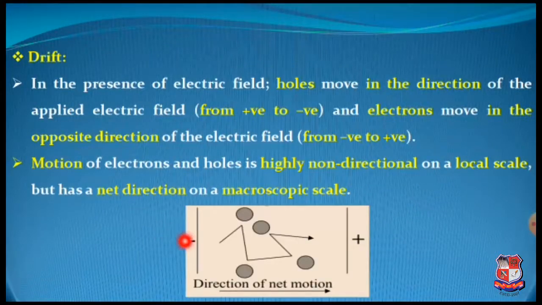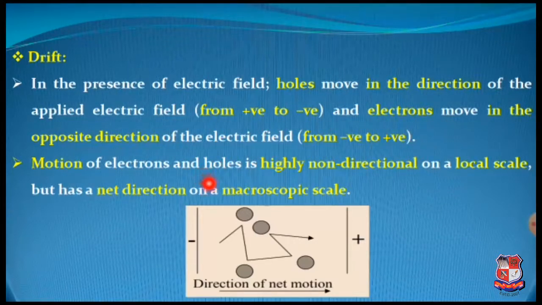As you can see, this is the direction of your electric field, from negative to positive, and this zigzag motion is nothing but the motion of your charged particles, and the direction of net motion is along the applied external electric field. In the presence of an electric field, holes move in the direction of the applied field, from positive to negative, and electrons move in the opposite direction, from negative to positive.